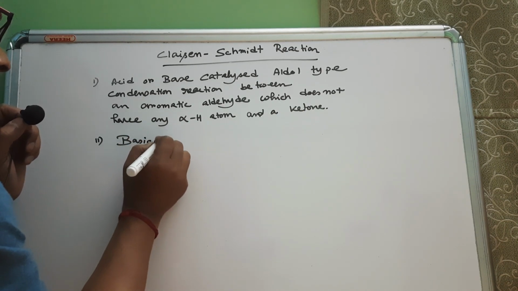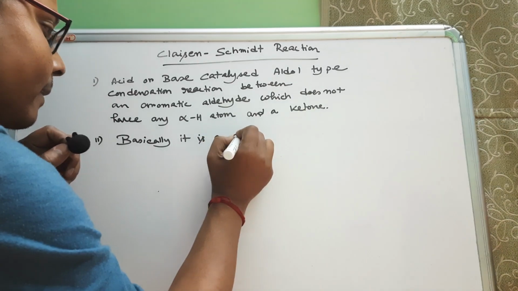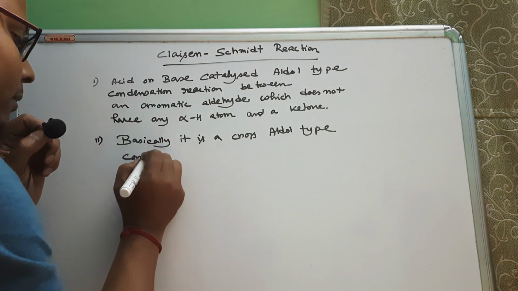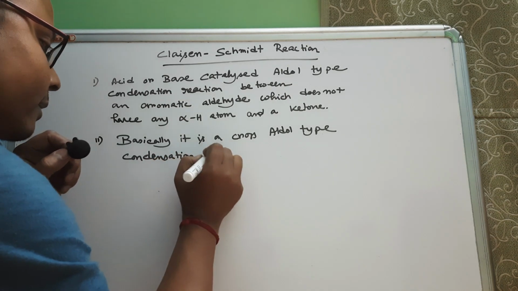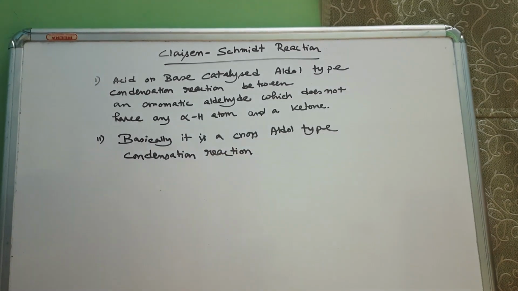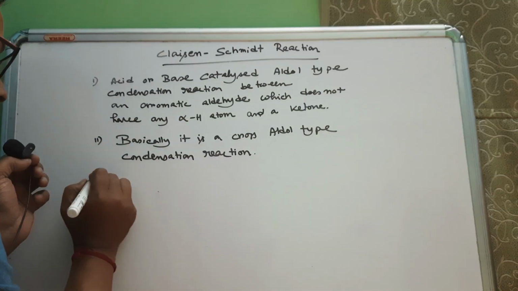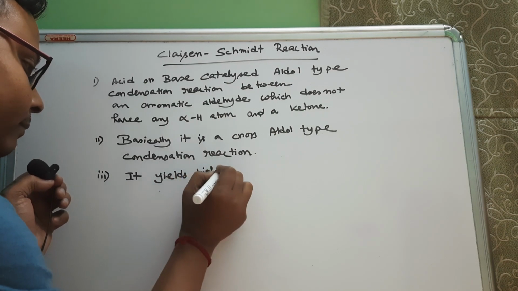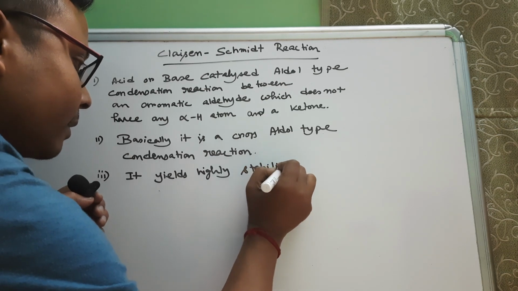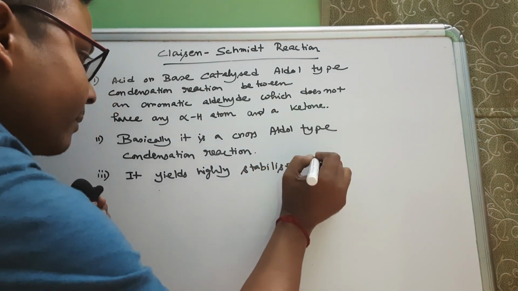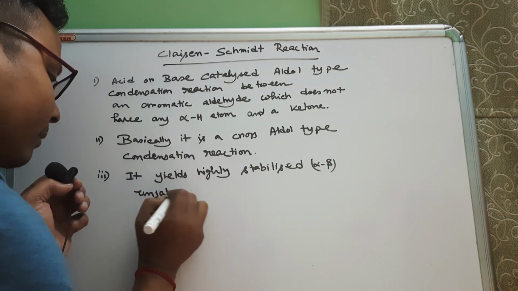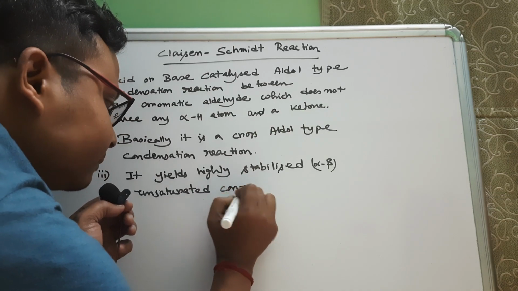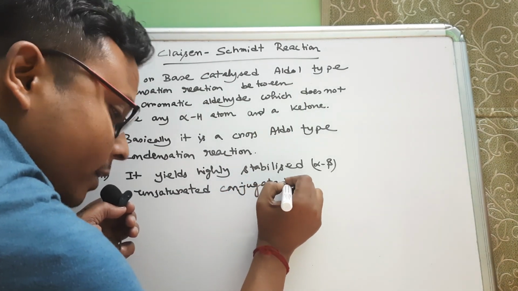Basically, it is a cross aldol type condensation reaction. It yields what? It yields highly stabilized alpha beta unsaturated conjugated carbonyl compound.